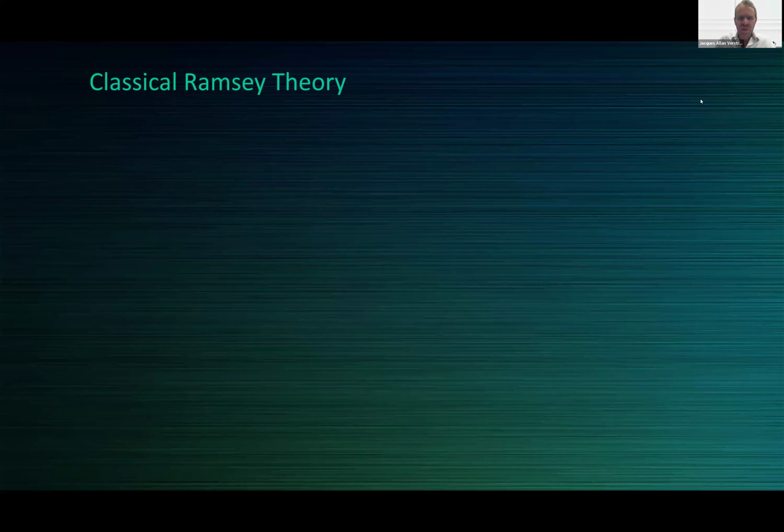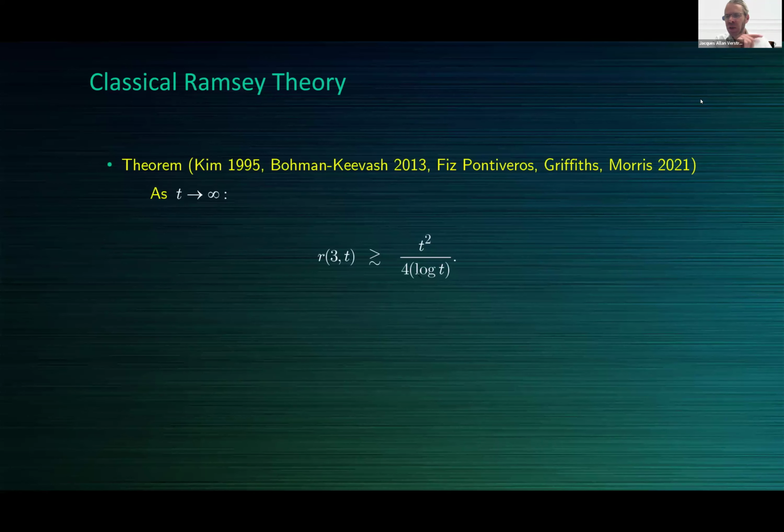And this is compared to the upper bound, which I mentioned before, which was about t squared over log t. So there is a constant factor gap between the lower and upper bound, even for R(3,t). Since we can't determine these numbers easily, it makes sense to consider what happens for large values of t in the asymptotic sense. And so, in fact, these Ramsey numbers R(3,t) are the only Ramsey numbers whose order of magnitude is known. In other words, up to a constant factor.